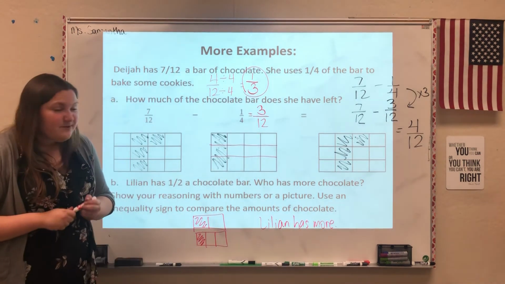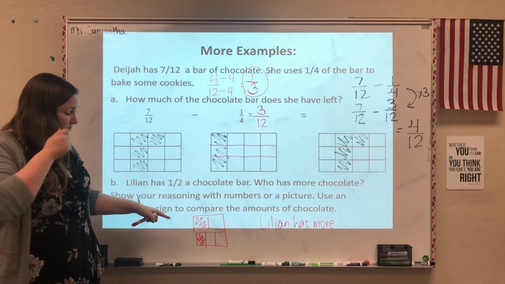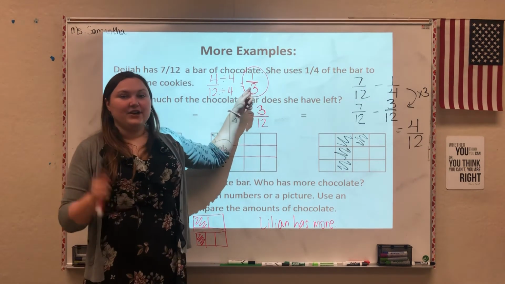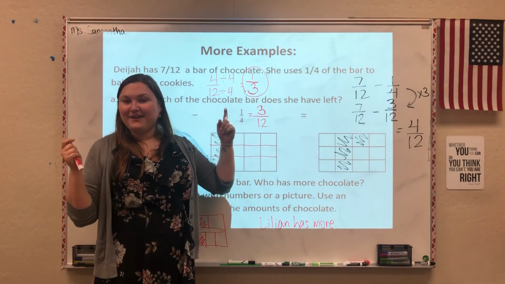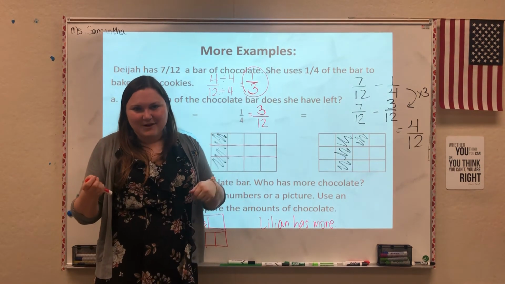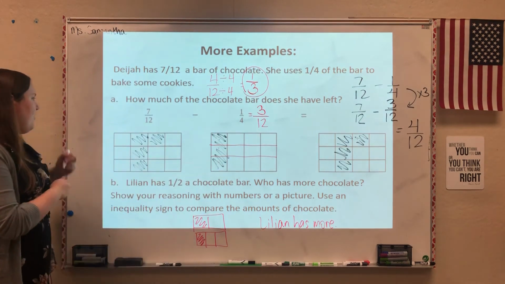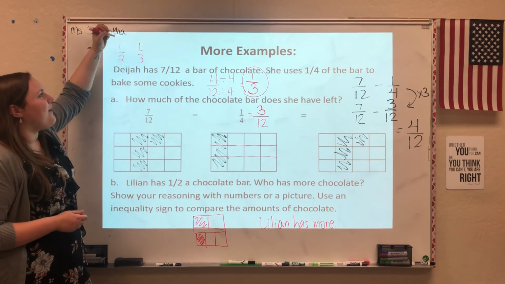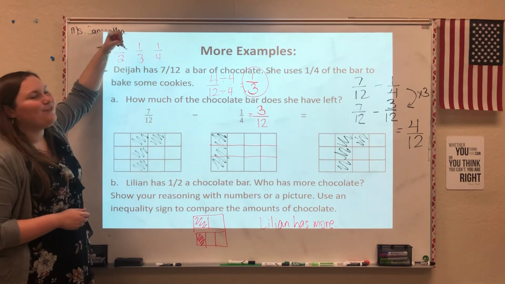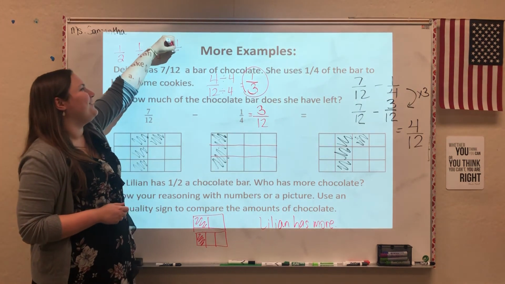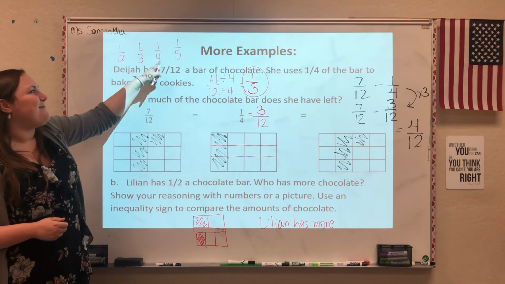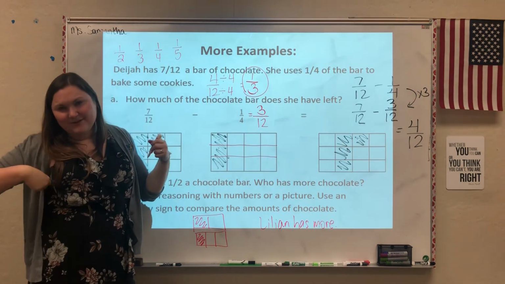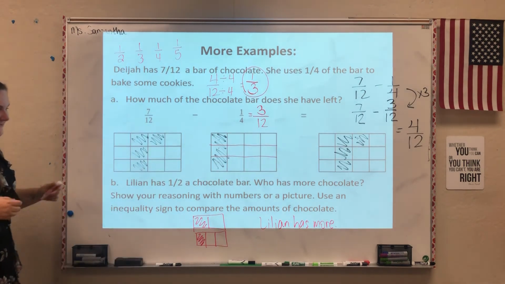Other ways you can do it, you can compare them to a half, you can use a picture. You can also use the fact that as the denominator gets bigger, the actual fraction gets smaller. So 1/2 is bigger than 1/3. 1/3 is bigger than 1/4. 1/4 is bigger than 1/5. As that denominator, as that bottom number gets bigger, the size of the fraction gets smaller. These are all ways you can figure out this first part.